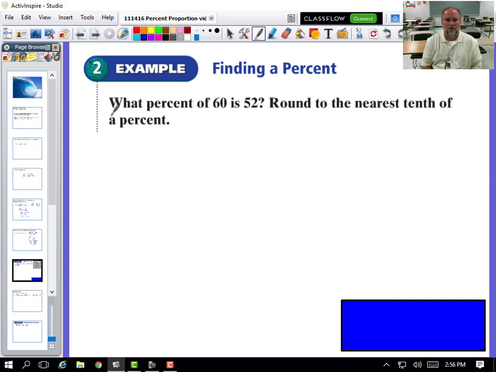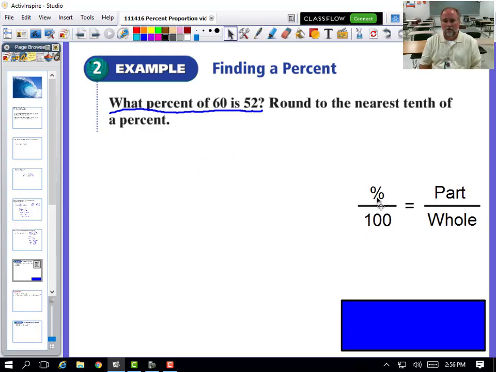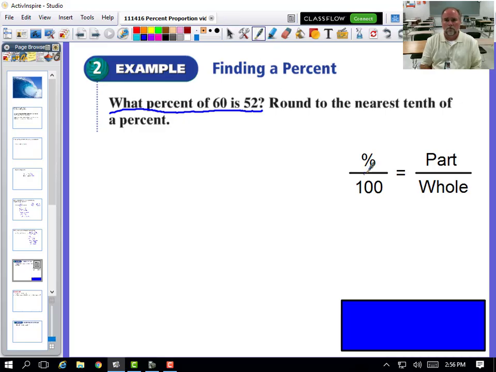Okay, and it's this first question right here. It says, what percent of 60 is 52? Well, if you'll notice in this question, the thing that's missing is the number with the percent sign. So if my percent is missing, then in my percent proportion that I have here, my x goes in the place where my percent is. So this is x over 100 equals.